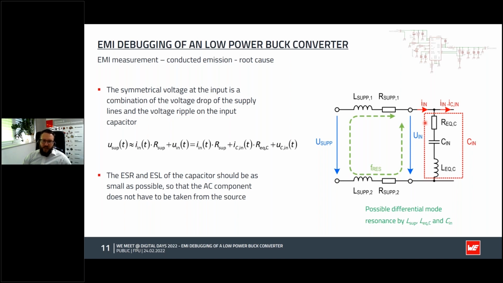And this is why, as a rule of thumb, the ESR and the ESL of the capacitor should be really small, so that the AC component of the signal, of the energy, doesn't have to be taken from the source. Especially ESL means that I can store energy fast and get the energy also fast out of the design.